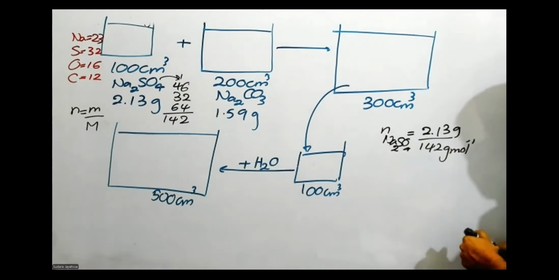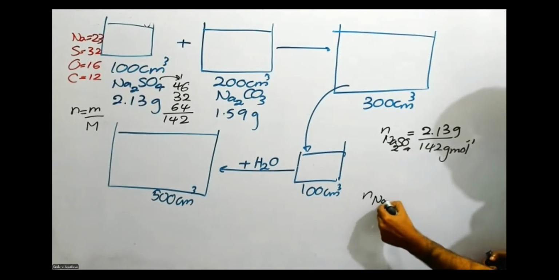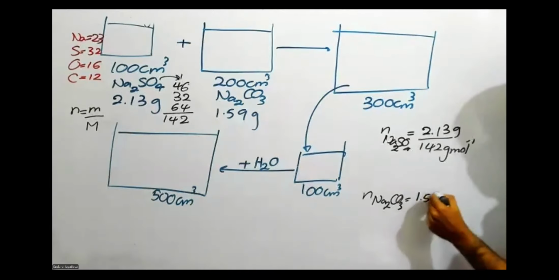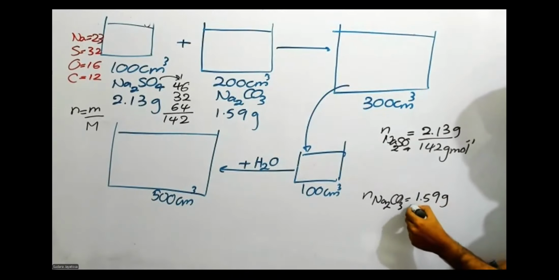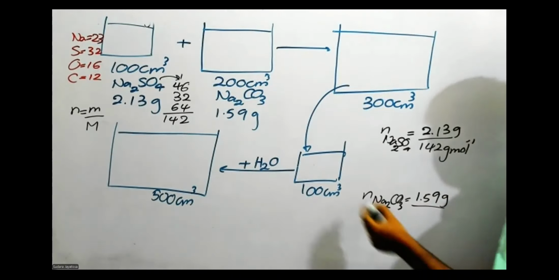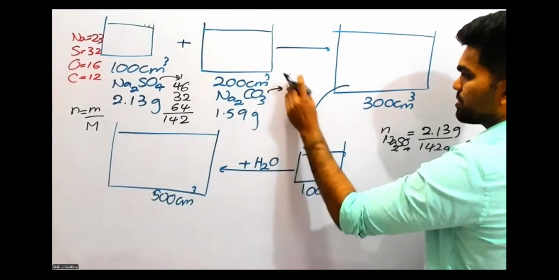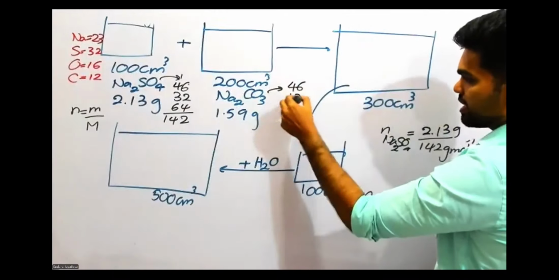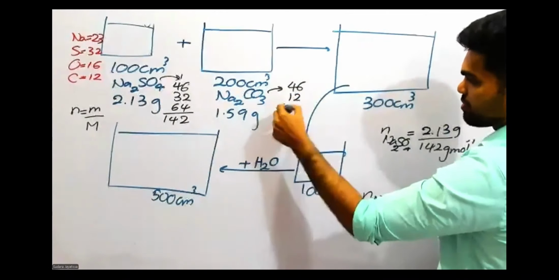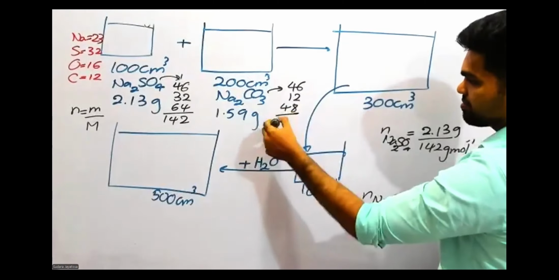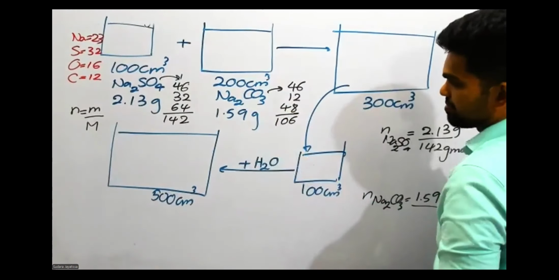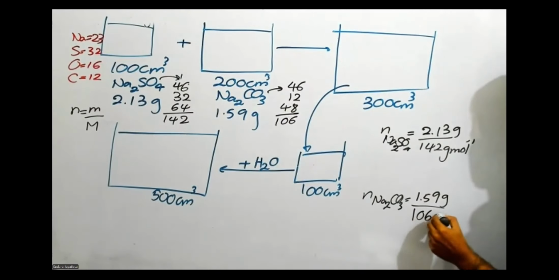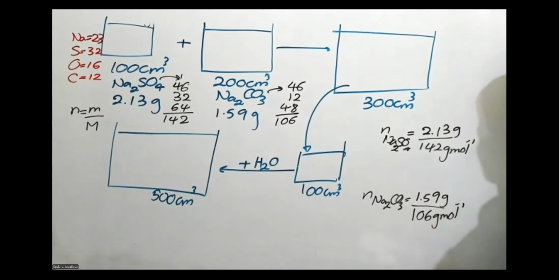Then if you want to find the moles of sodium carbonate, you can do the same thing. You can divide this 1.59 grams by its molar mass. So what is the molar mass of sodium carbonate? There are 2 sodium, so 23 into 2, 46. Carbon 12, oxygen 16 into 3, 48. So if you add them, you will get 106. So divide this one by 106 grams per mole.